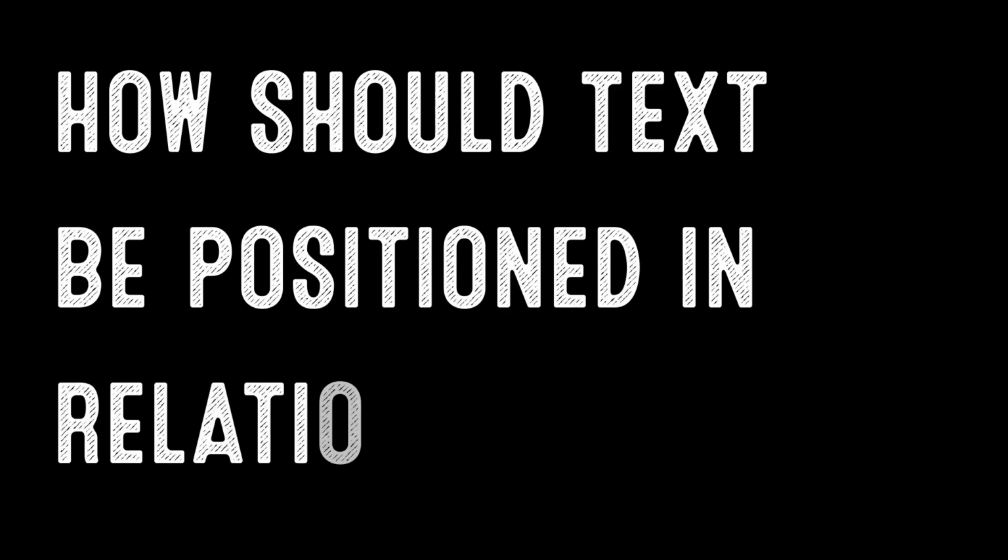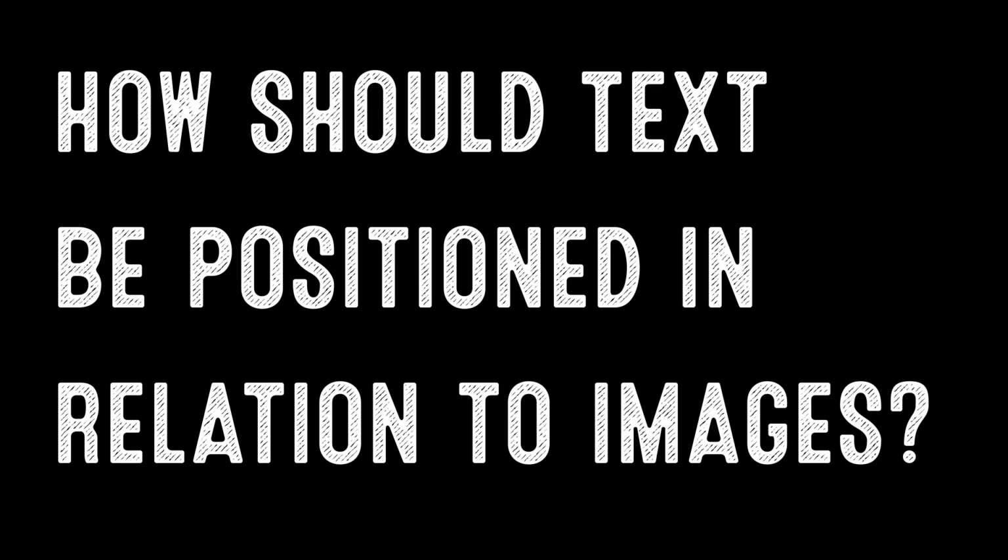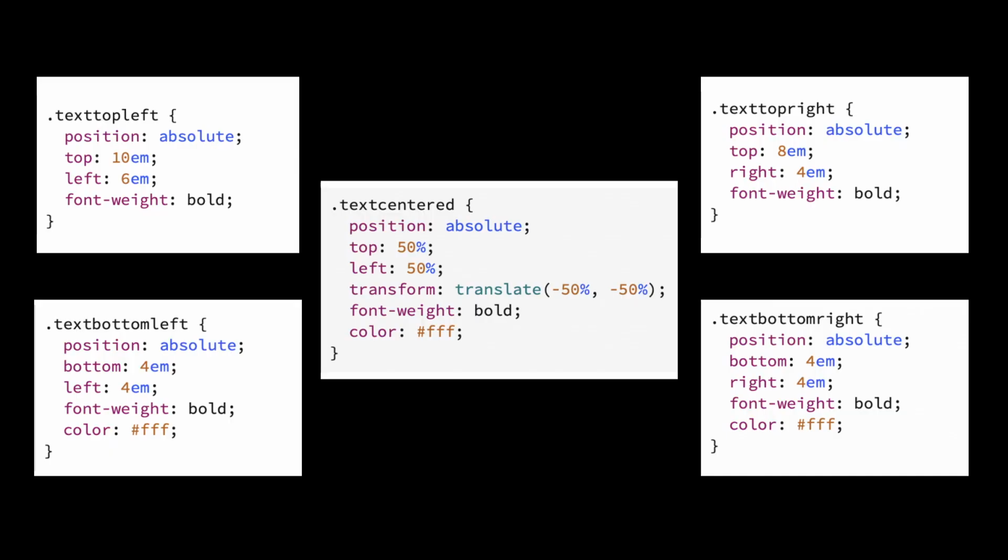How should text be positioned in relation to images? Certain CSS rules remain unchanged from option to option. Number 1, that our div will be absolutely positioned. Number 2, that our font weight is increased to bold to help the text be more legible over an image. In the case of a text toward the top of the image, we have given it a black color, but towards the center and bottom of the image, we have given it a white color.